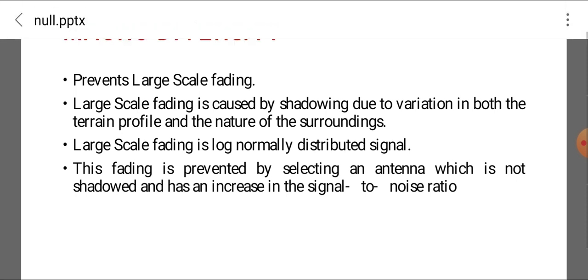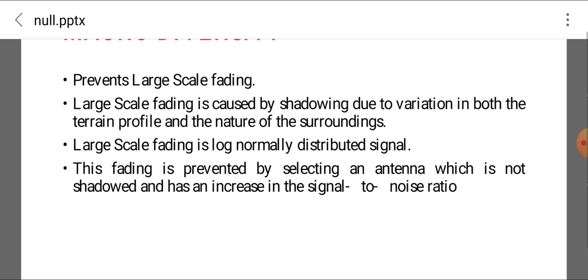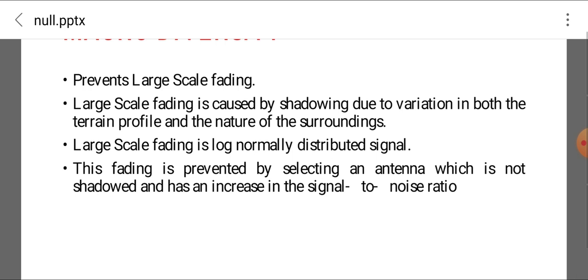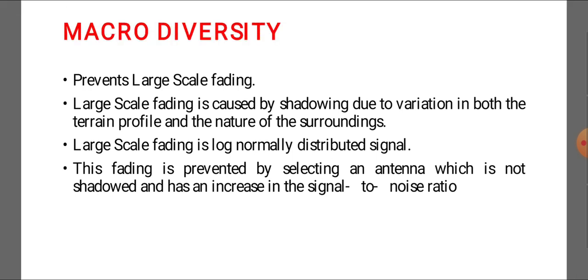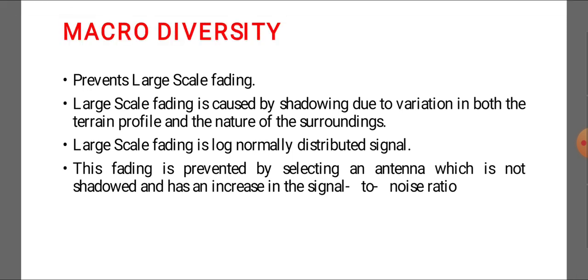If we consider that there is a hill between the mobile station and the base station, there is no meaning of using separate antennas or more number of antennas in both the base station and the mobile station. If we use a separate base station which is not shadowed or which is not hidden by the hill, then there is a direct line of sight between this new base station and the mobile station. So therefore there is a proper communication between this new base station and the mobile station without the disturbance of the hill.